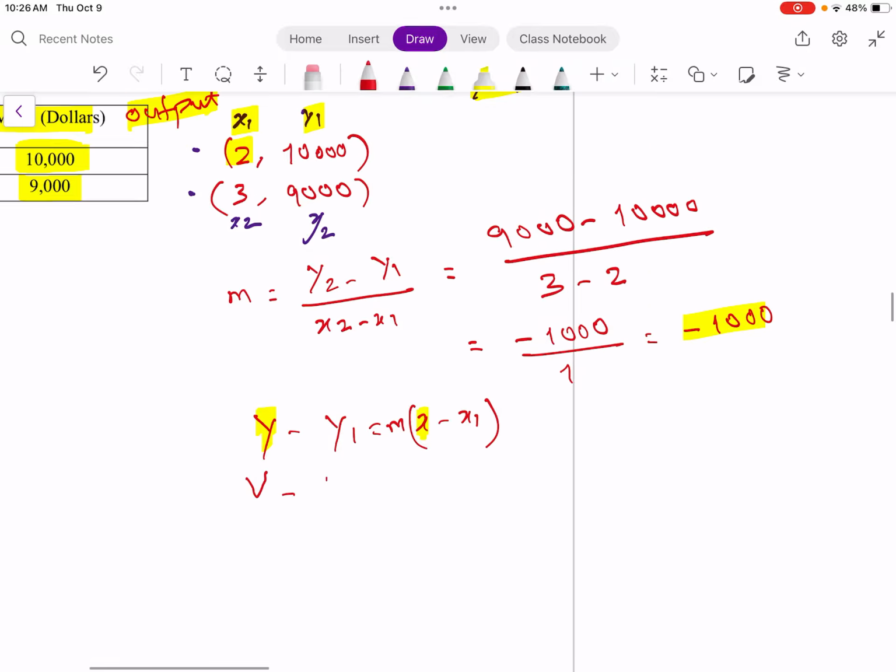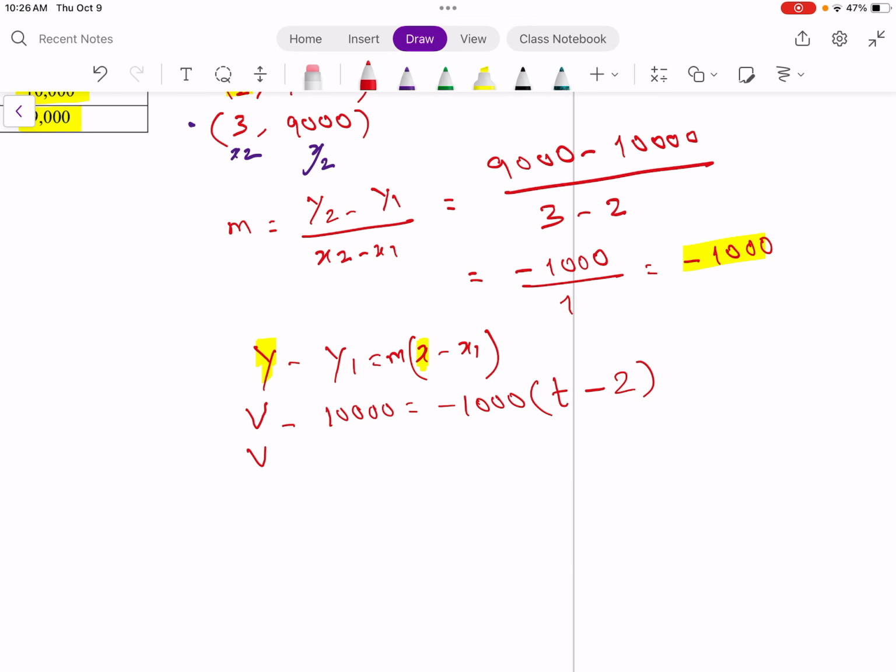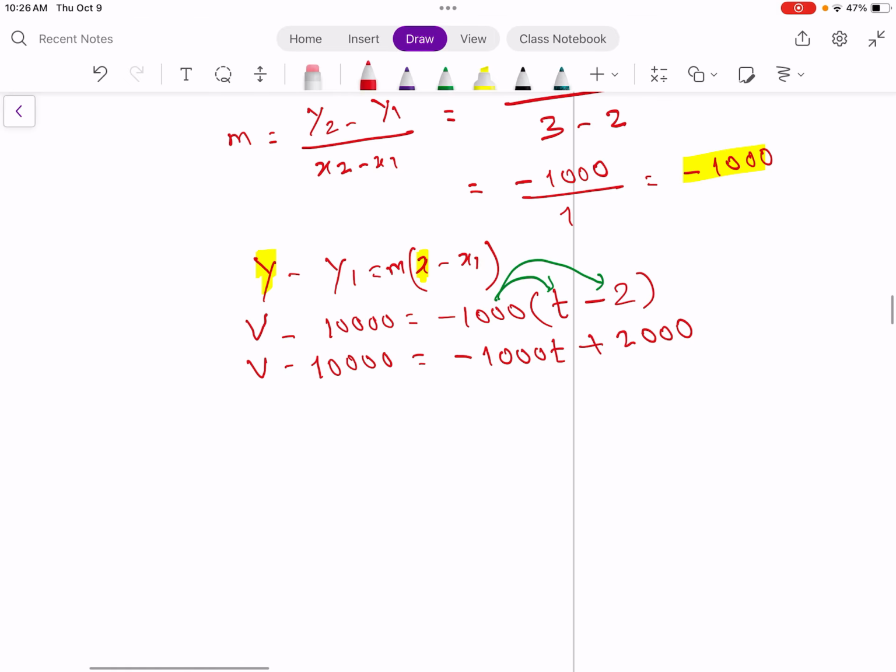So our y1 is 10,000, equals the slope, negative 1,000, times x. X is the input, in our case t, minus x1, which is 2. So this is v minus 10,000 equals, let's distribute this negative 1,000. Negative 1,000 times t is negative 1,000t, and negative 1,000 times negative 2 is positive 2,000. We have to solve for v, so let's add 10,000 on both sides.